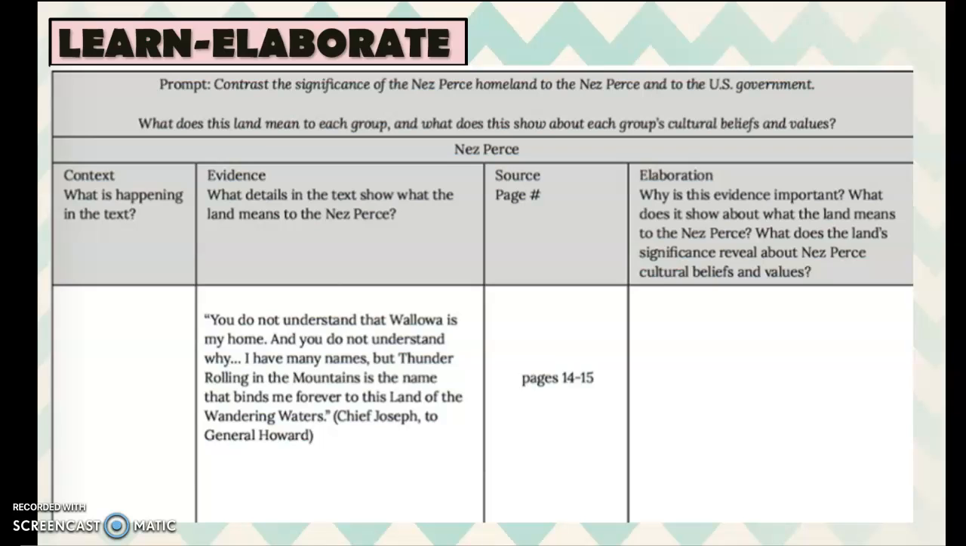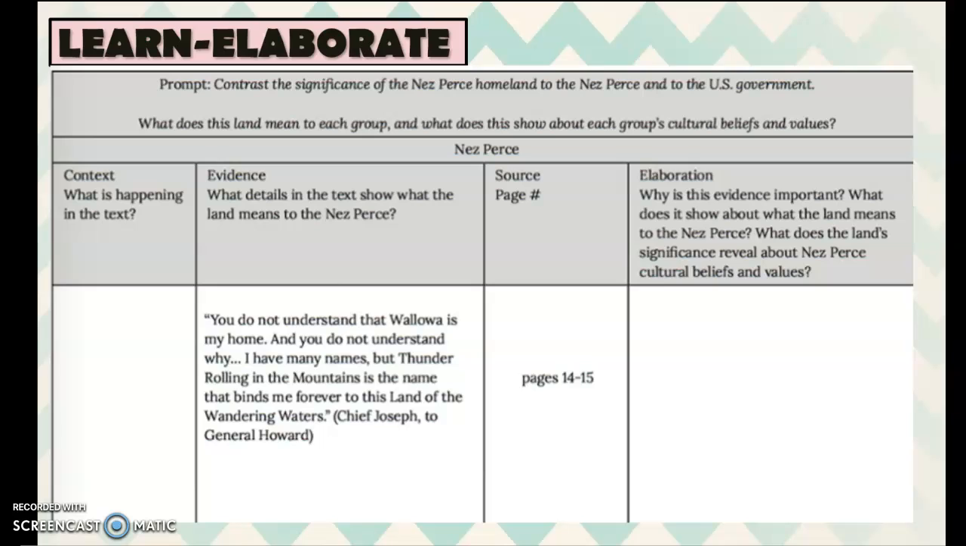So to do this, I need you to take out Handout 15A. Handout 15A looks very similar to my slide, and it is going to help us to organize our thoughts and information so that we can write a really great essay.